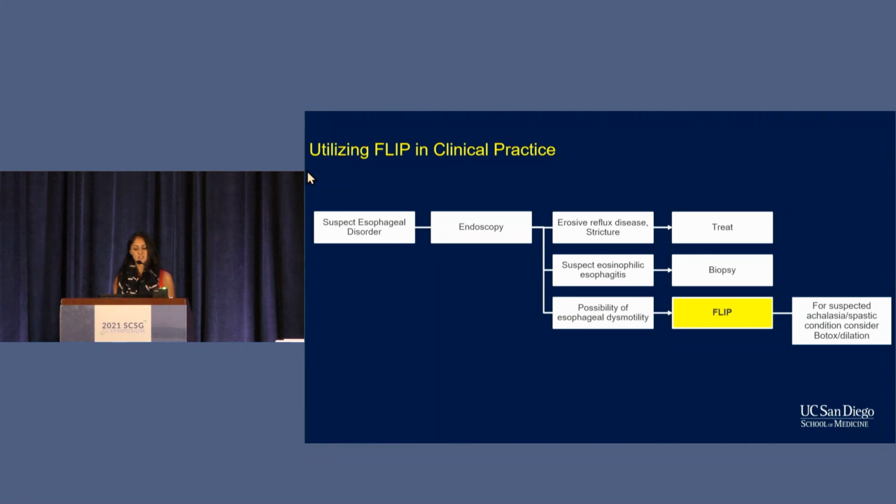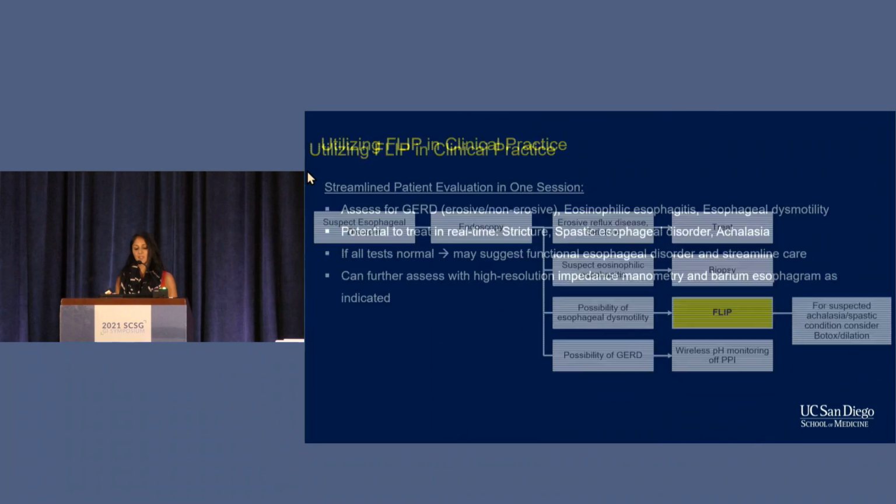If I suspect an esophageal motor disorder, especially if I think that their motility is going to be normal, or on the other end, they're going to absolutely have an abnormal motility, I will do a FLIP. And if it confirms that the patient does have achalasia or a spastic disorder, it gives me the opportunity to intervene in real time. So whether that's a dilation or Botox. And then if there's a possibility of GERD, we can do wireless pH monitoring off PPI.